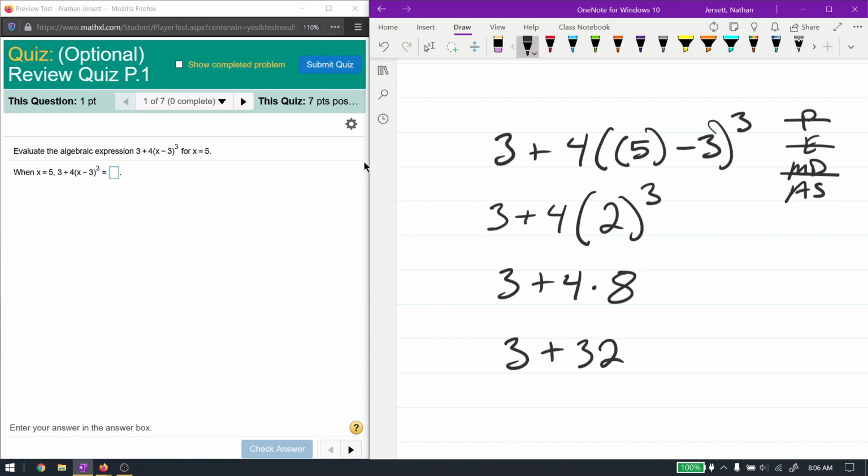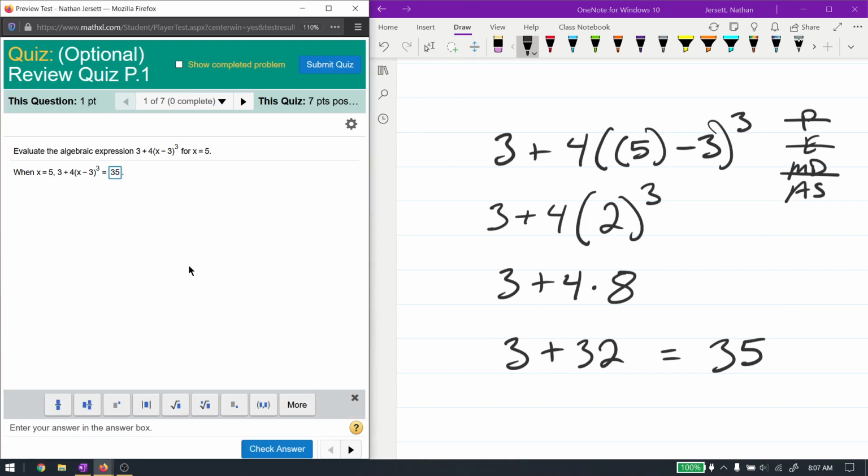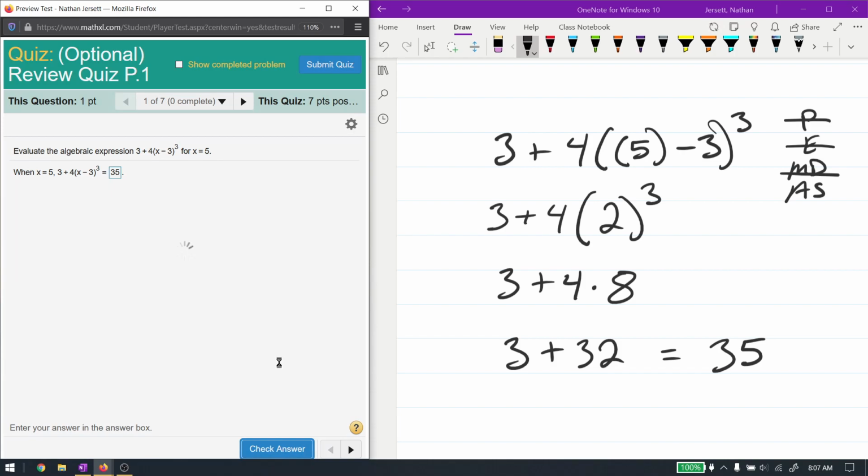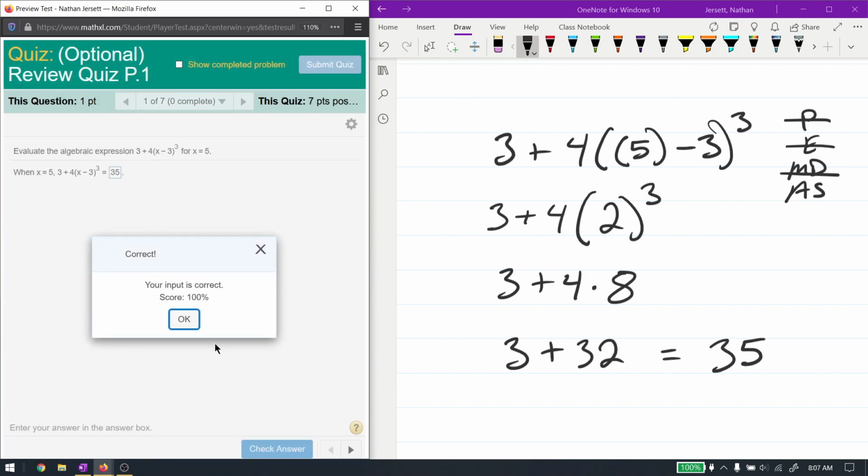The last thing is addition and subtraction. 3 plus 32 is 35. Let's check that. And that's correct.